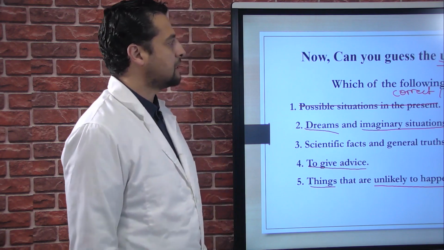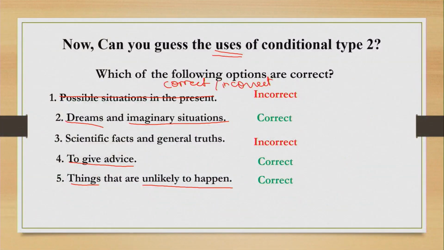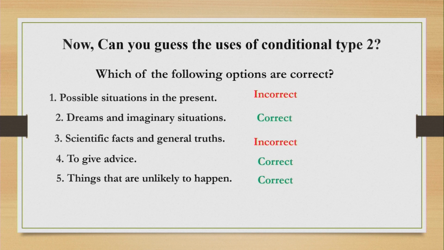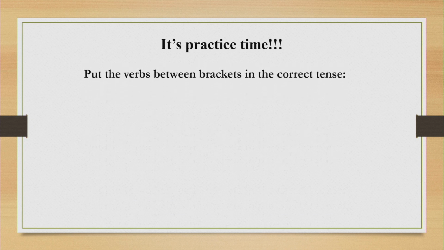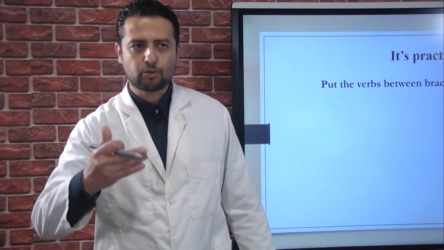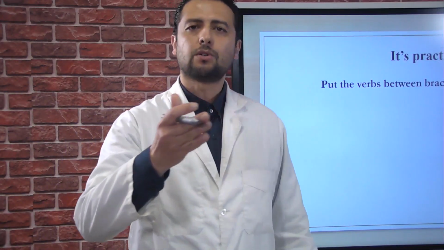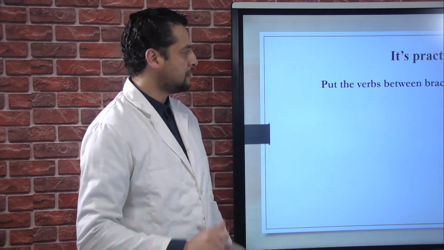So these are some uses of conditional type 2. Now it's practice time. We have here a question: put the verbs between brackets in the correct tense. We are going to have an exercise in order to check if you understood or not. So I'm going to give you some sentences here.